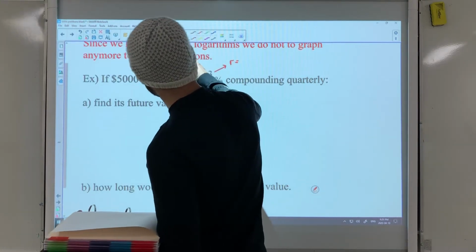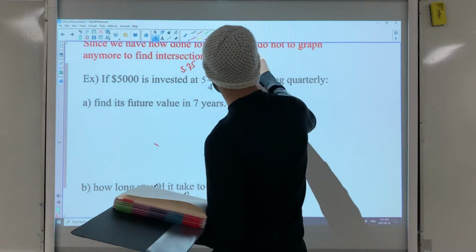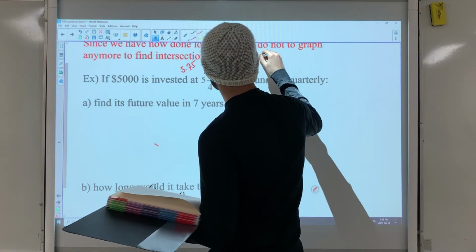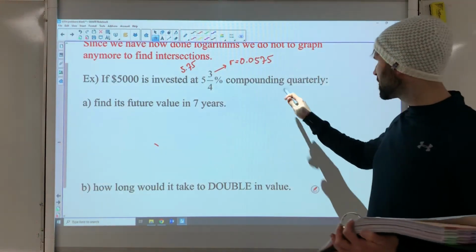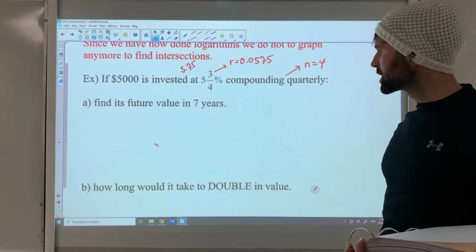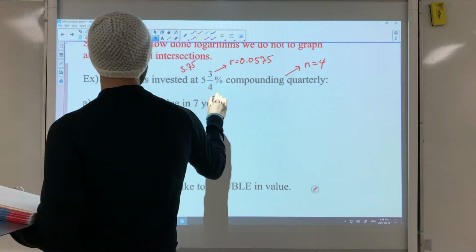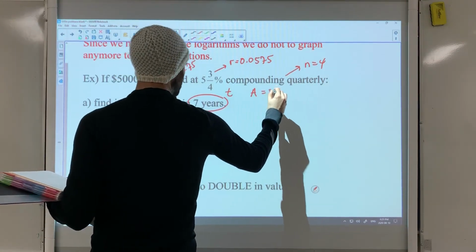So this is 5.75. You're going to divide by 100, and then you're going to be using 0.0575 as the rate in the question. Now, compounding quarterly, so that's the n value. So the n value is going to be 4. Find its future value in 7 years. So we know that 7 is t. Remember, this is the formula that we're using.